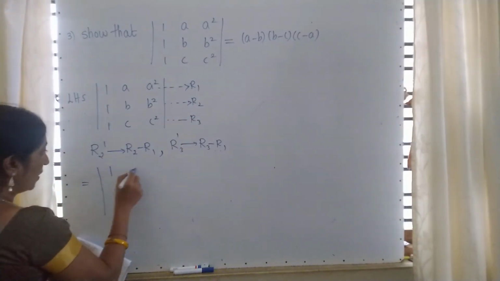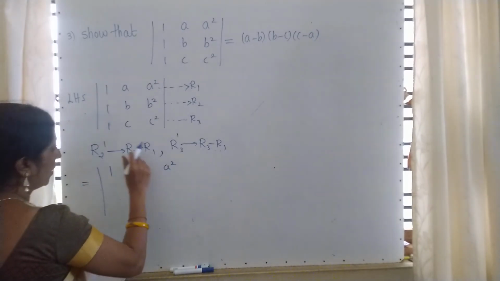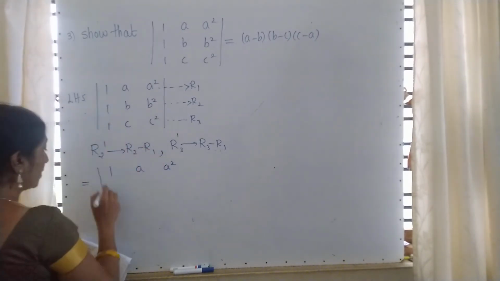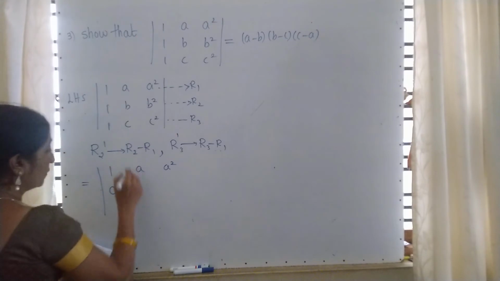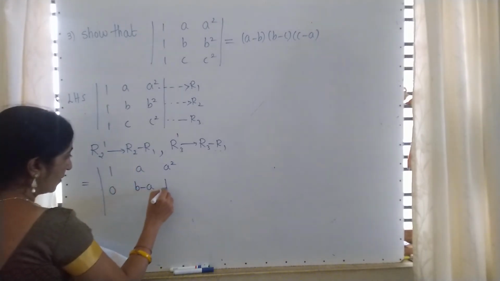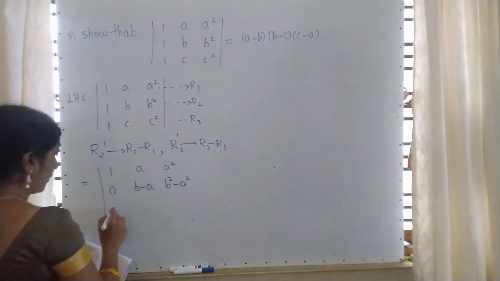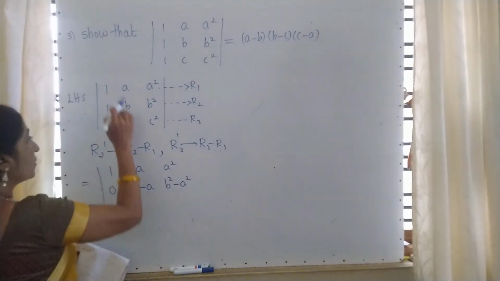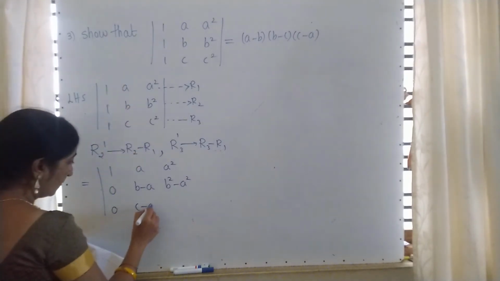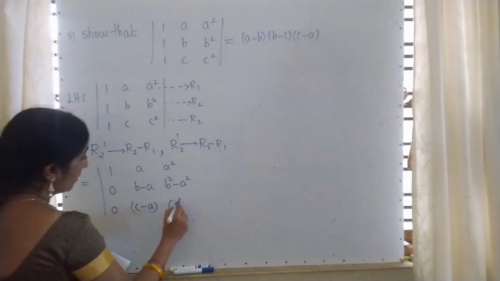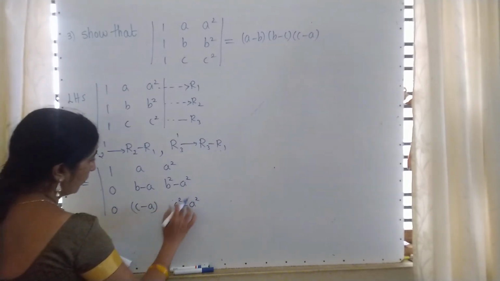This is 1, a, a square. R2 minus R1: 1 minus 1 is 0. This is b minus a. Then b square minus a square. R3 minus R1: that is also 1 minus 1, 0. Then c minus a, and c square minus a square.